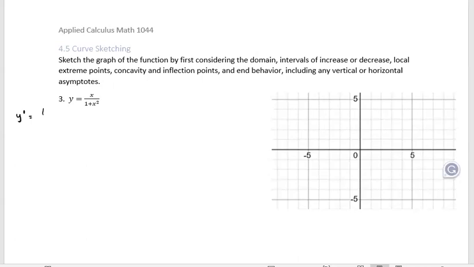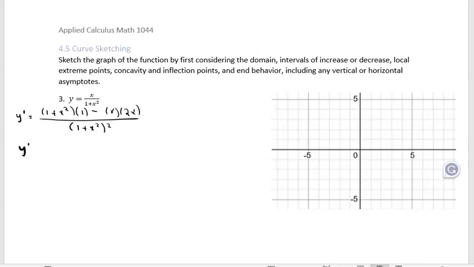So our quotient rule says the denominator times the derivative of the numerator minus the numerator times the derivative of the denominator, all over our denominator squared. All right, well, let's see if we can clean this up, because somehow I have to try to get this to factor or have zeros or figure out some intervals for increasing and decreasing and set our first derivative equal to 0. So let's see if we can figure this out.